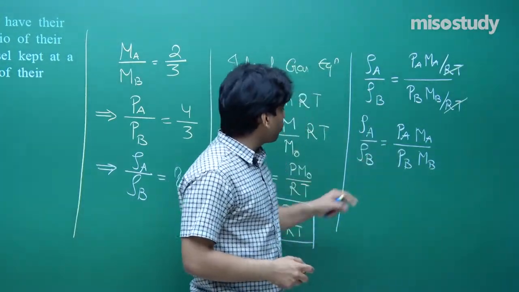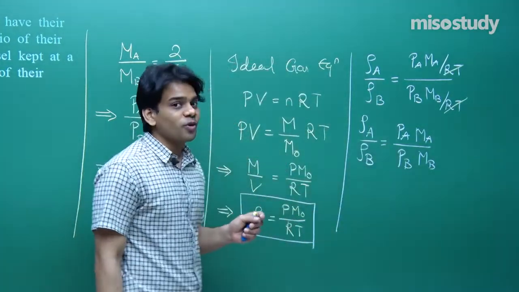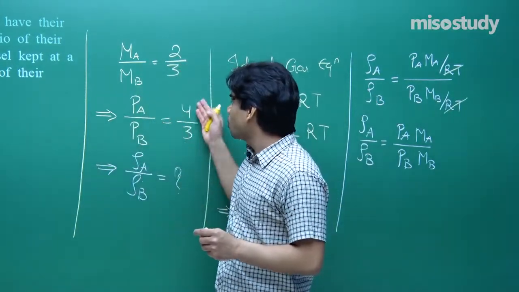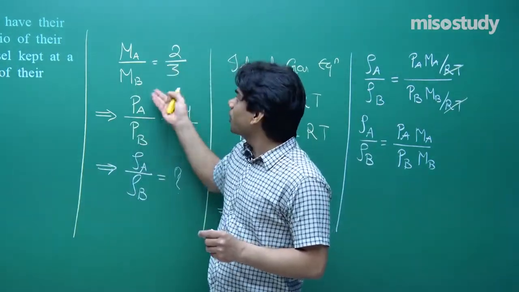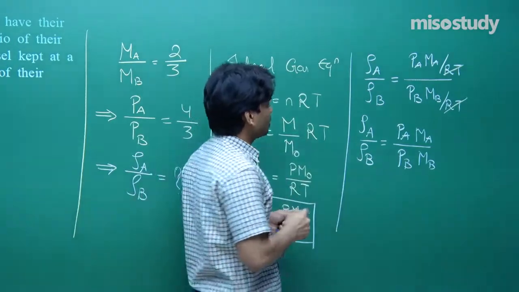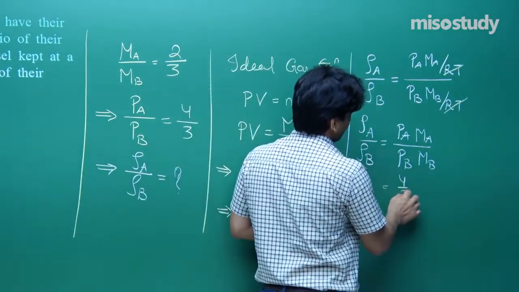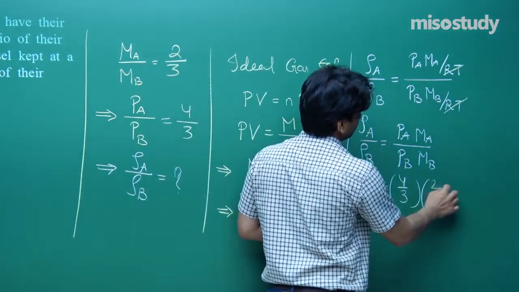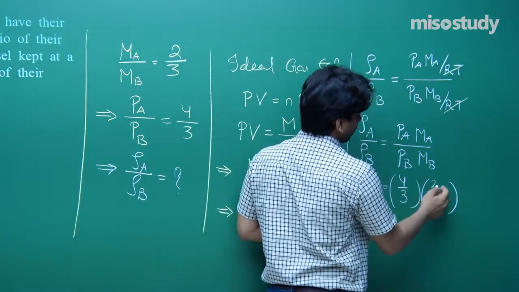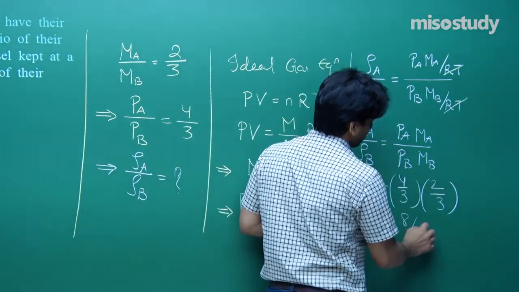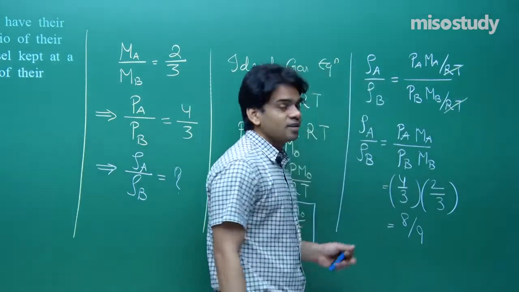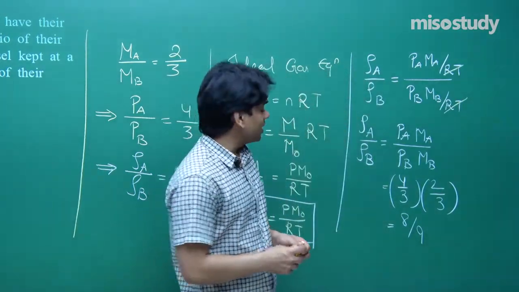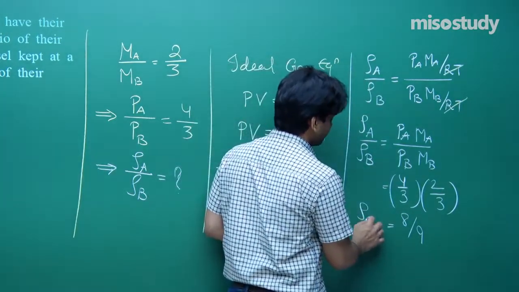Pressure of A upon pressure of B, that is what I have written, is given as 4/3. And MA upon MB will be 2 upon 3. So 4 upon 3 multiplied with 2 upon 3, 4 into 2 is 8, 8 upon 9. So that means the density is in the ratio 8:9.